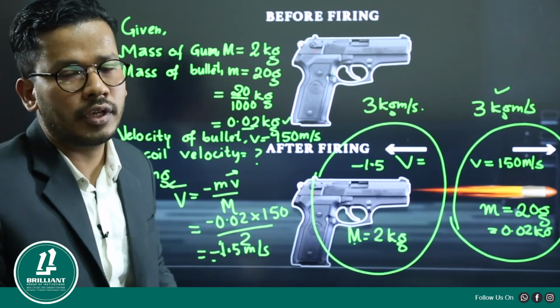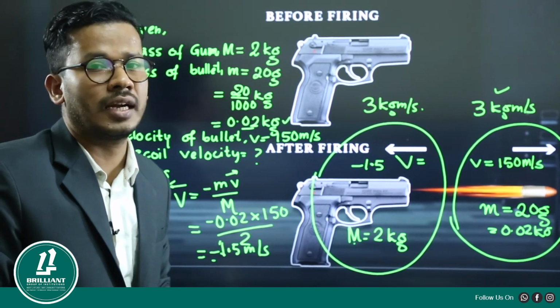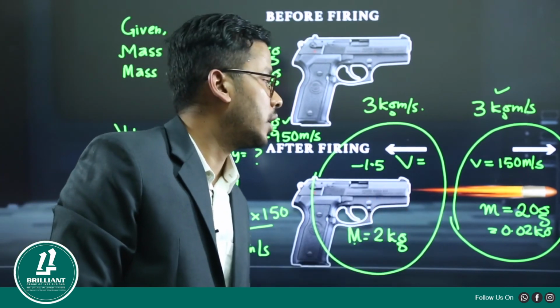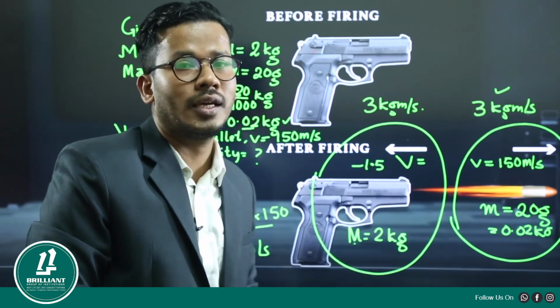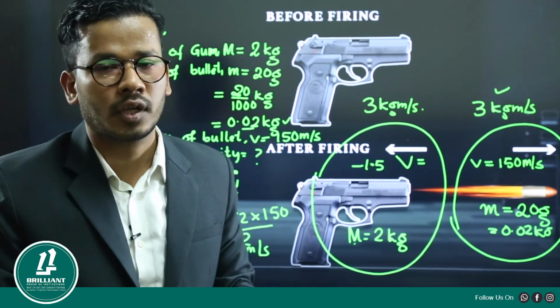Now listen, what is the beauty of this problem? Does it satisfy the law of conservation of momentum? You're going to tell me exactly yes. How? Because after the gun has been shot, the magnitude of the momentum for the bullet and the momentum for the gun is equal. That means it remains conserved. There I go, we did it.